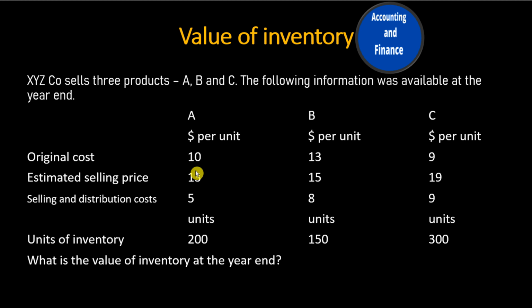Original cost: A, $10 per unit, B, $13 per unit, C, $9 per unit. Estimated selling price: A, $13 per unit, B, $15 per unit, C, $19 per unit. Selling and distribution costs: A, $5 per unit, B, $8 per unit, C, $9 per unit.